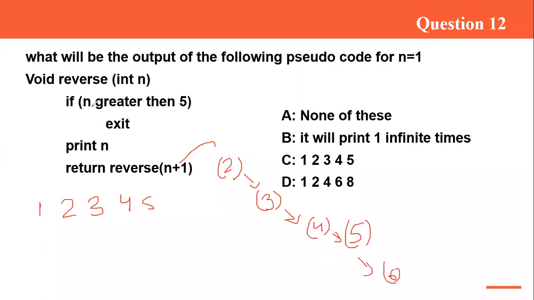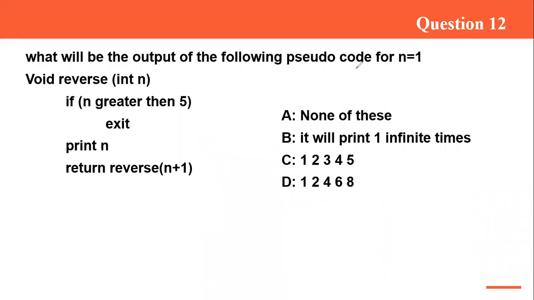For 6, what will happen? 6 greater than 5. True. When it is true, what are we doing? Exit. Directly exit. So what is the output we got? 1, 2, 3, 4, 5. Clear, everyone? 1, 2, 3, 4, 5 is the output. Yes, exactly. What you got is correct. If any doubts, please ask.